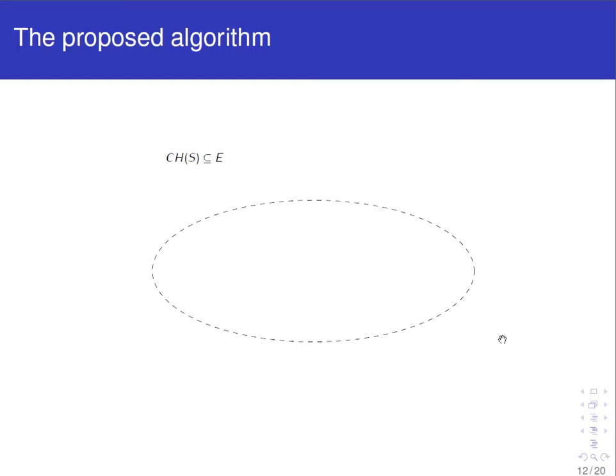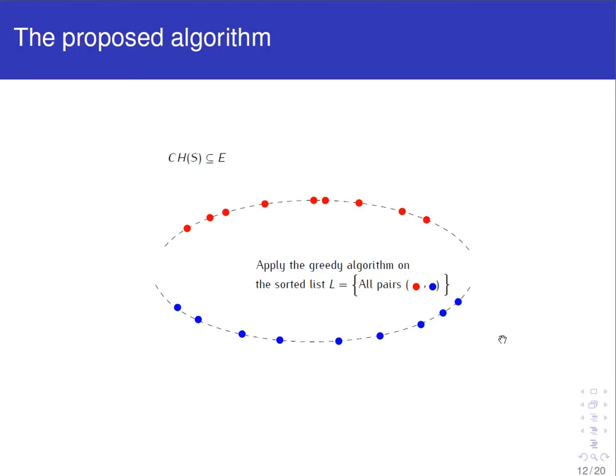Okay, here we present our proposed algorithm. First, the algorithm adds the convex hull edges to the edge set. Then it finds the farthest pair of points and removes it from the point set. Now we have two convex chains. Next, we apply the greedy spanner algorithm on the sorted list including all pairs P, Q of points, such that P belongs to the upper hull chain and Q belongs to the lower hull chain.